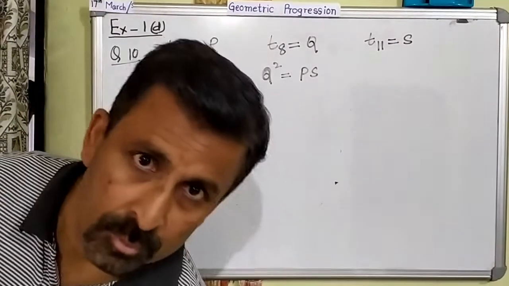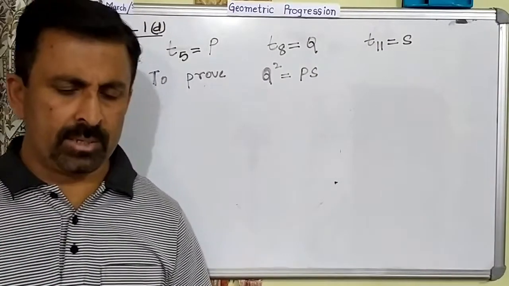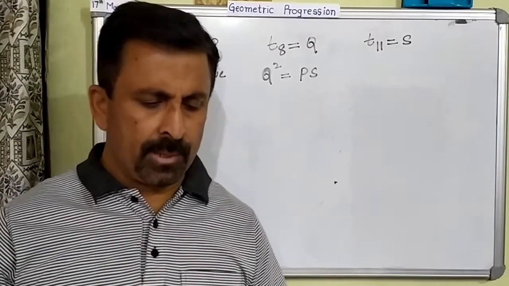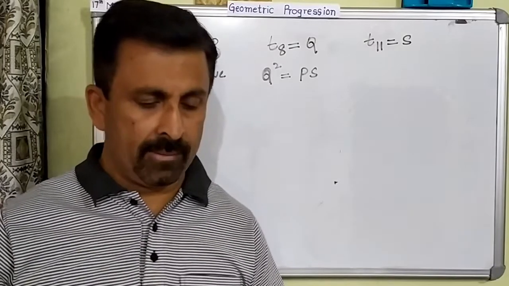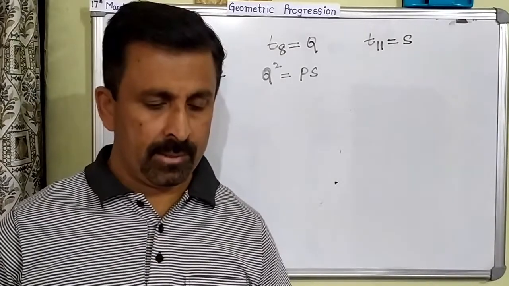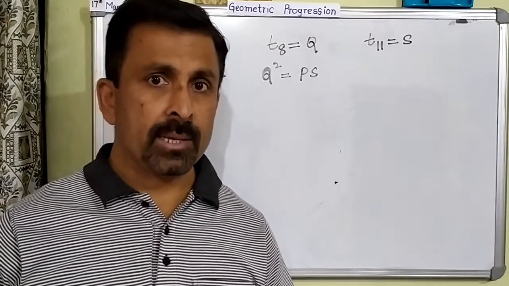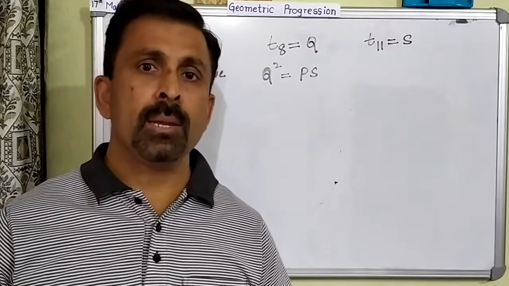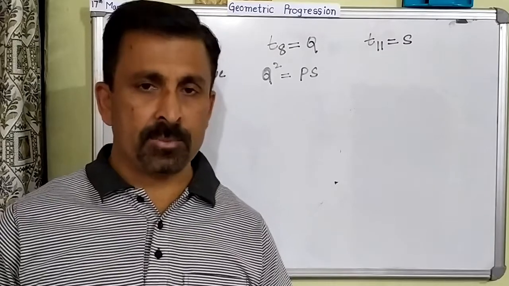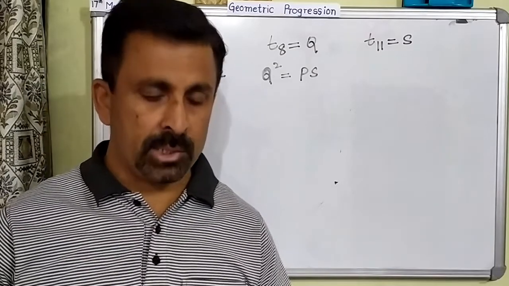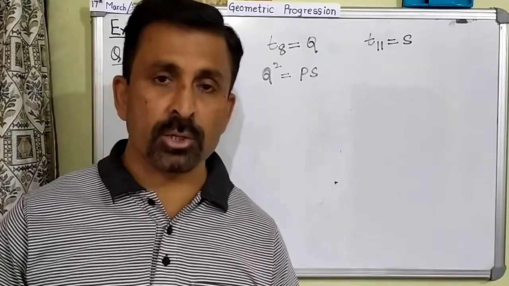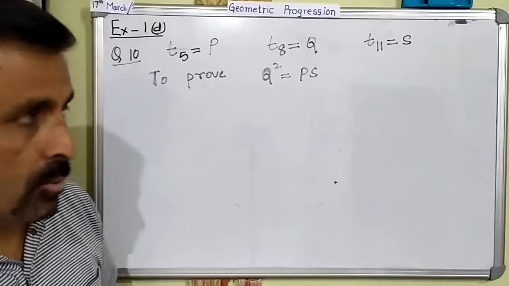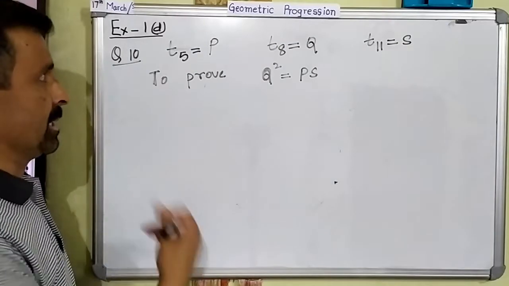Now we are moving on to question number 10. Question number 10 is a very simple question. Question number 10 says the 5th, 8th and 11th term of a GP are P, Q and S respectively. If this is so, then prove that or show that Q square is equal to PS. Everything I have written on the board.